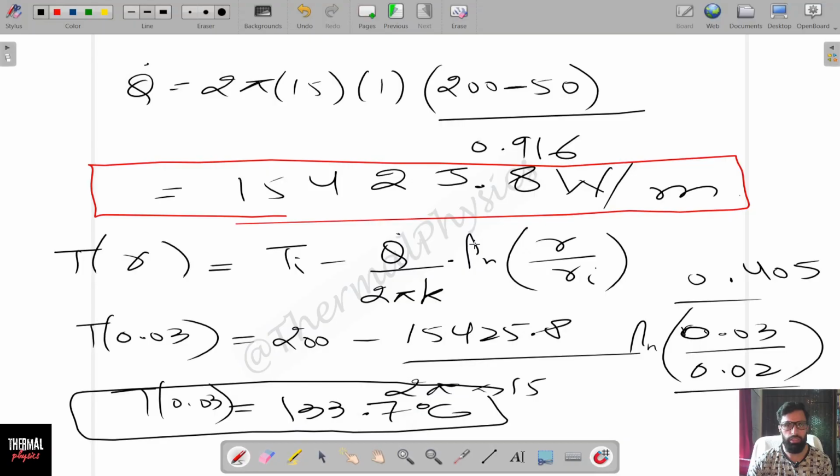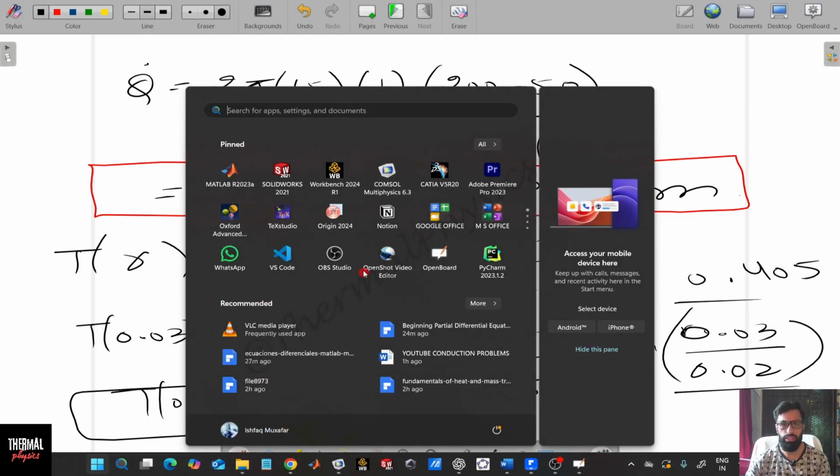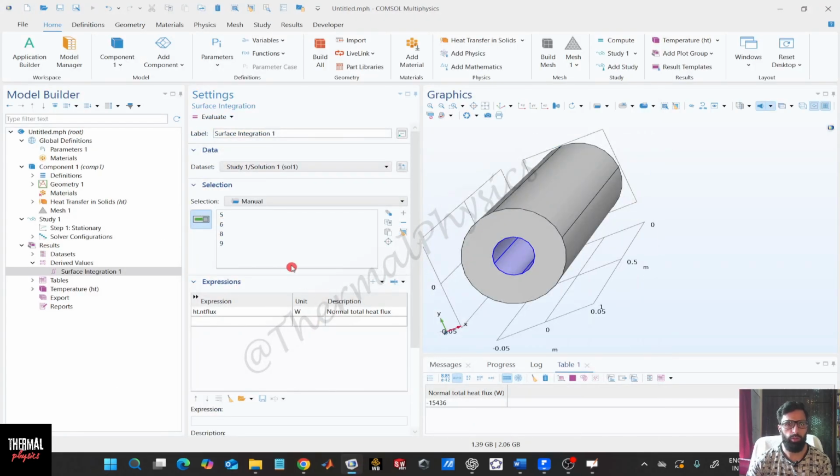We can see 15436. Our analytical value is approximately 15426, and our COMSOL value is coming out to be 15436, which is close. These are round-off errors and the discretization error. So this is almost the same.